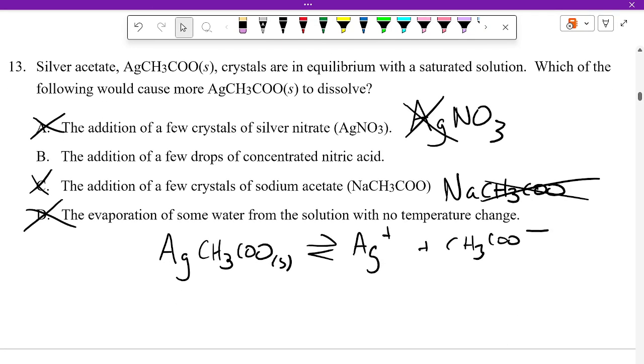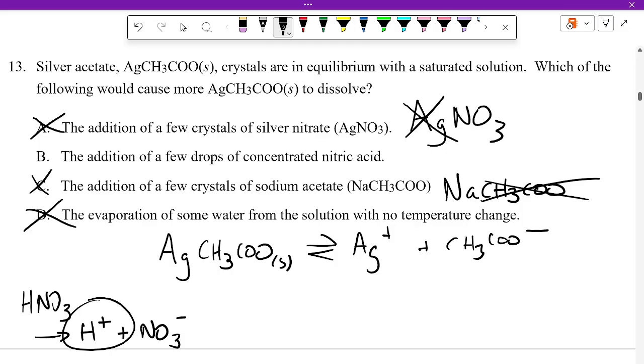Concentrated nitric acid, HNO3. What kind of acid is HNO3? It is a strong acid, so it is going to completely dissociate into H plus and NO3 minus. Which of those two ions do you think is having an effect on this equilibrium? H plus. And if H is having an effect, which ion do you think it is affecting? CH3COO, because this is a weak base. So this will combine with the H plus.